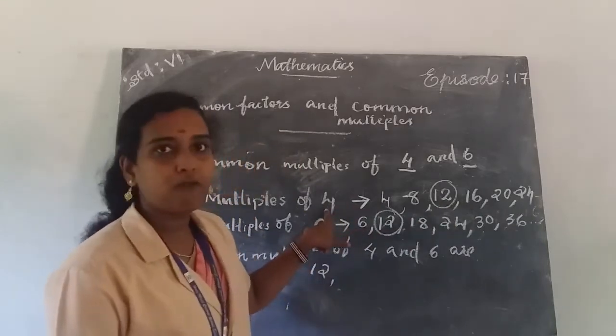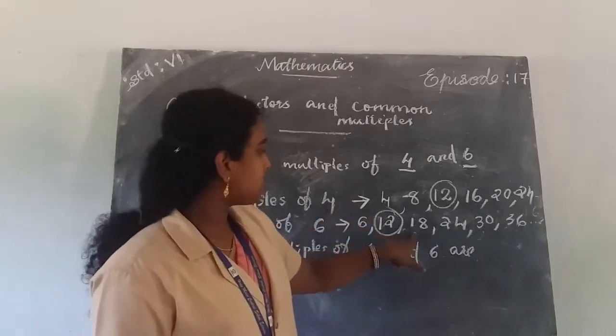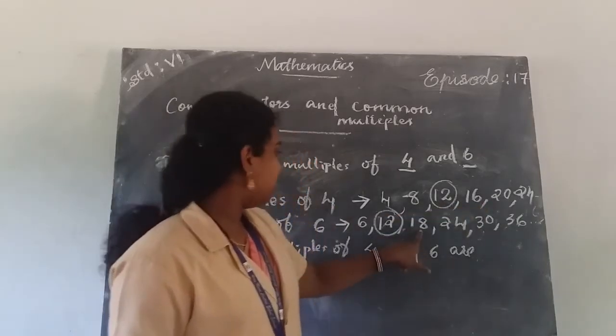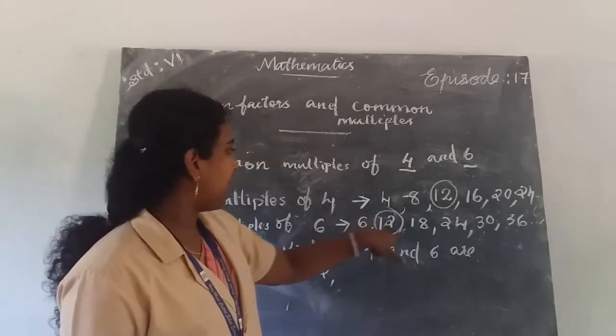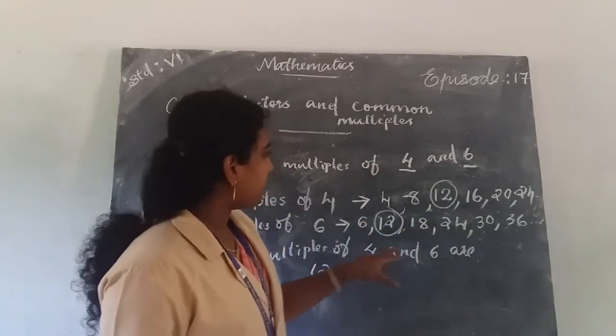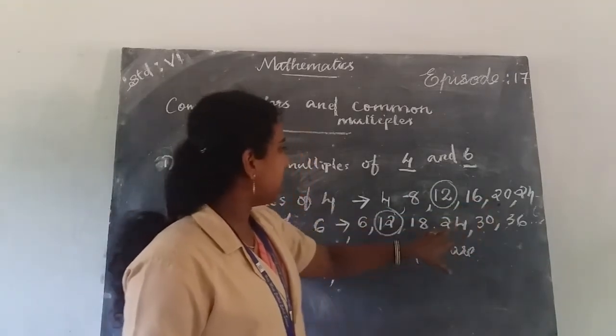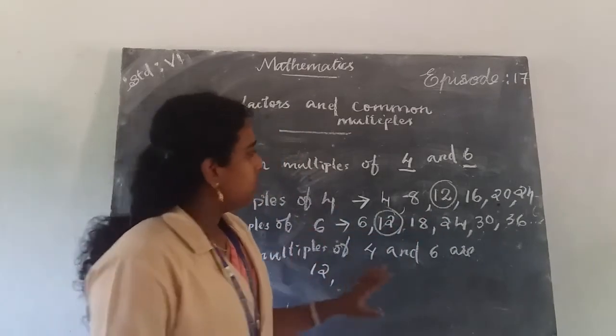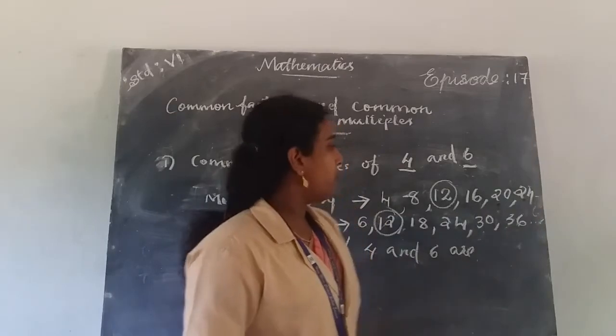16 is a multiple of 4, but 16 is not a multiple of 6. And here 18 is a multiple of 6, but 18 is not a multiple of 4. So it's not a common multiple. Then next is 20. 20 is a multiple of 4, but it's not a multiple of 6. And next one is 24.